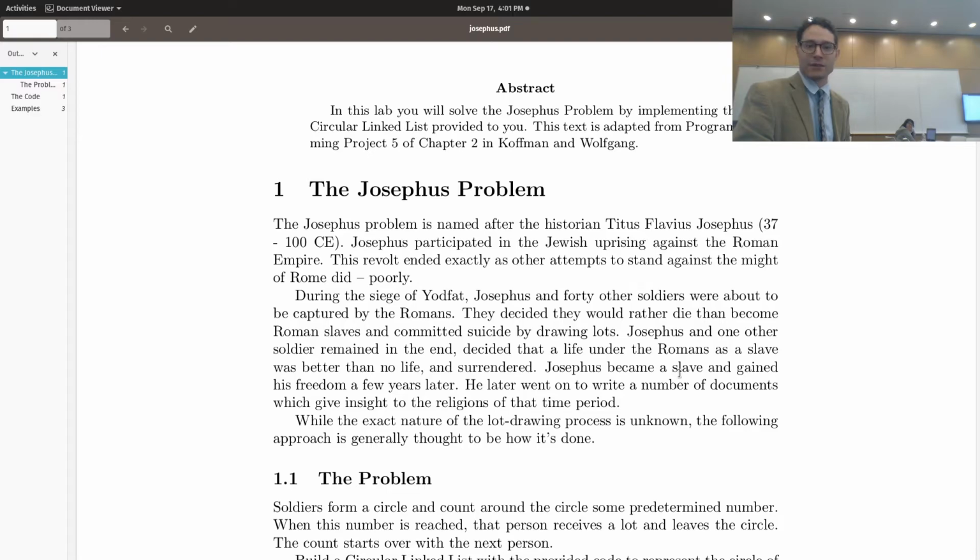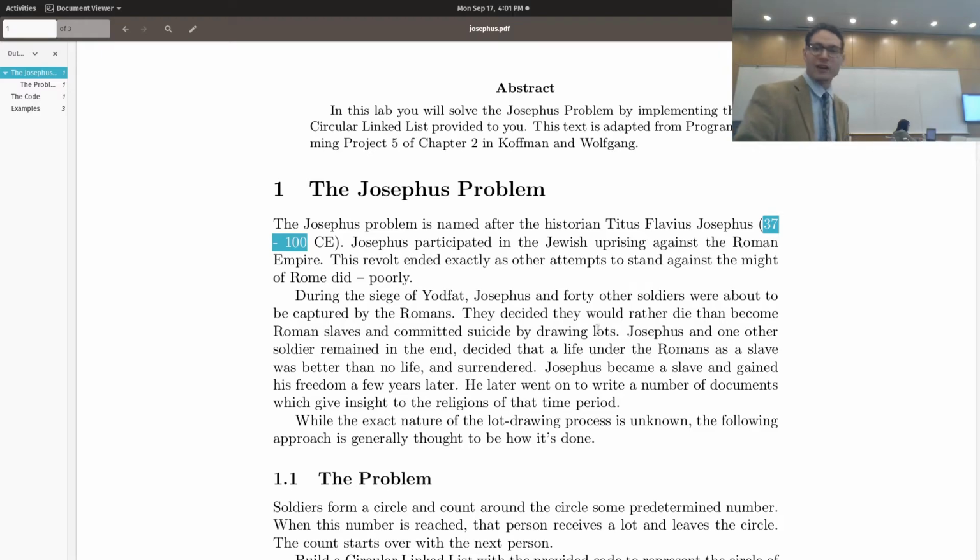But anyway, he got his freedom, and then he went on to write a number of documents about the history of that time. Especially since this date, 37 to 100, gives us a lot of insight into early Christianity, the stuff he wrote about. And also because at that point you still had people who considered themselves Jewish, right? So it was actually very interesting to see how these religions separated themselves.